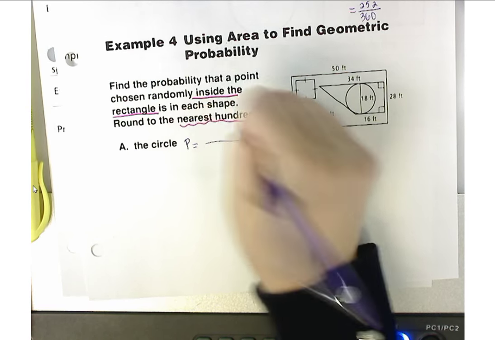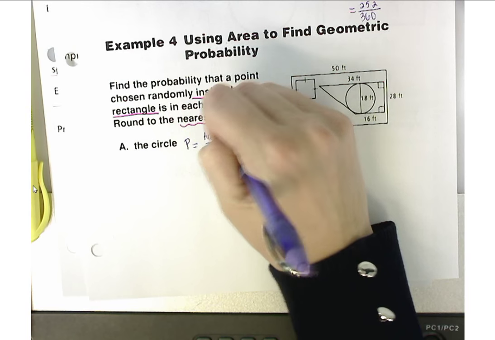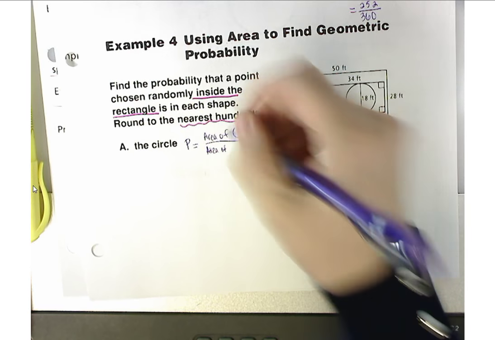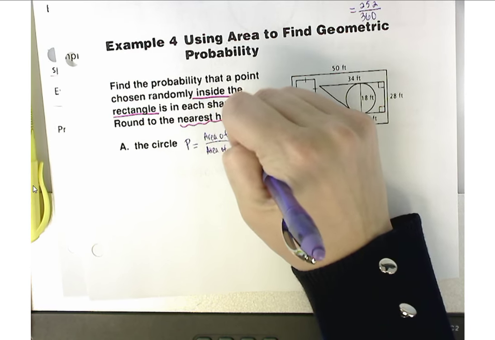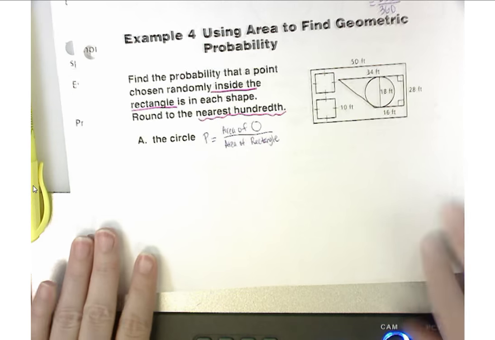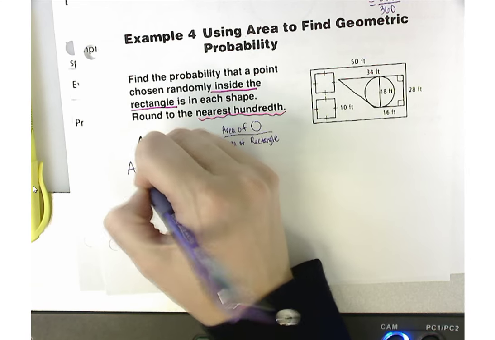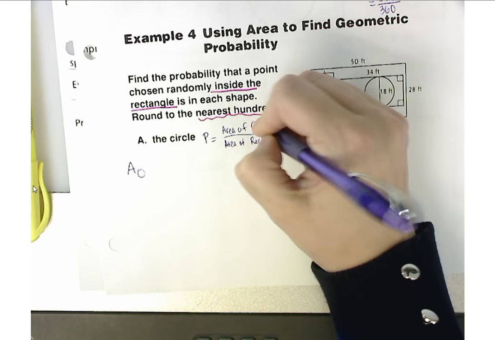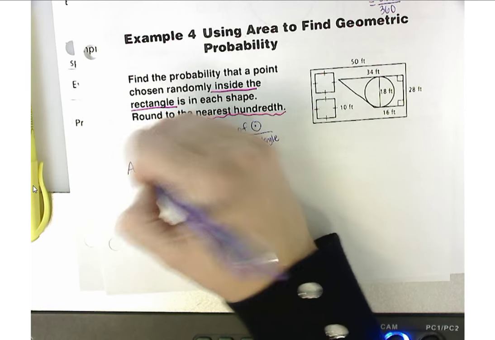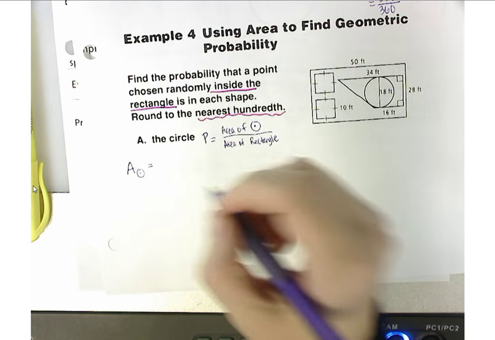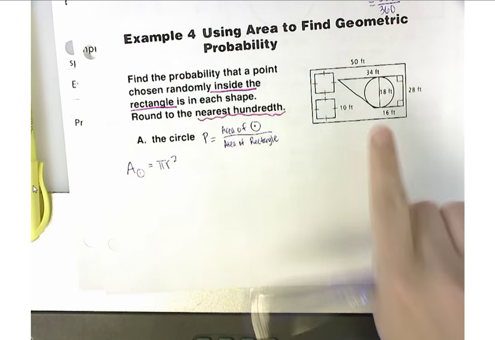is going to be the area of the circle over the area of the rectangle. Okay, so let's find the area of the circle. Usually when they do a circle, they'll do a circle with a dot in it to show the center. Okay, so Baron, what's the area of a circle? Pi r squared. Okay, so here's our circle, right?